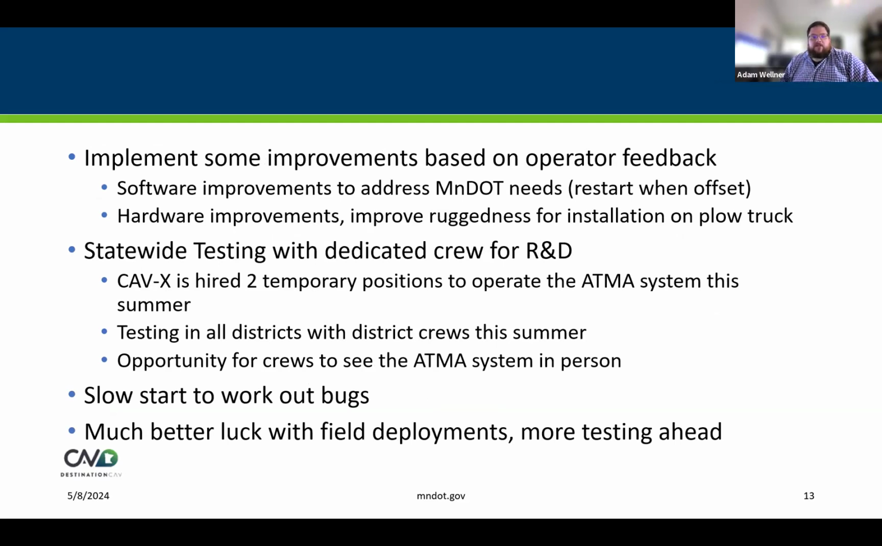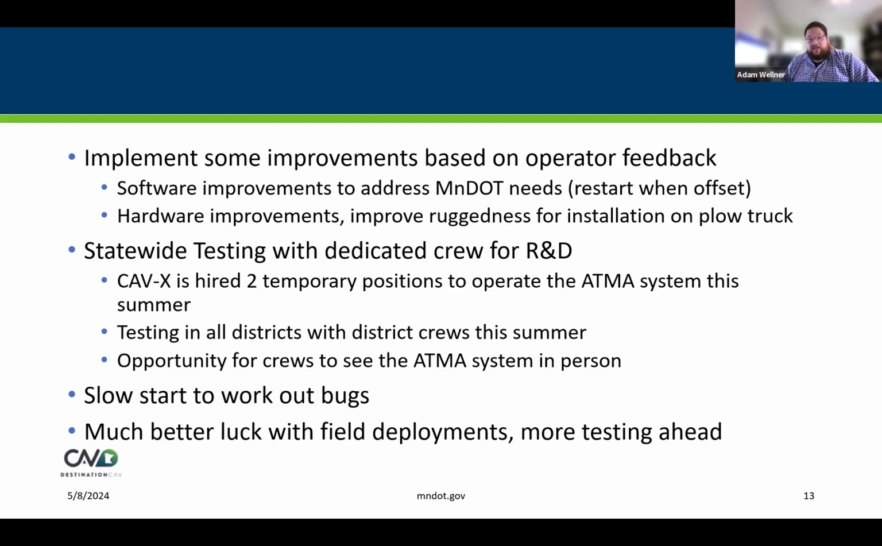So we took some of this operator feedback we were getting and went to our vendor, said, hey, we need to see some changes here. So we implemented some software changes to address MnDOT needs. The biggest one is the ability, if we have a problem, that we can start the system from where the trucks were when the failure happened, if we're offset. So we may have to have the crew hang on for a couple minutes, but we don't have to clear off the road in order to get the system to run again.